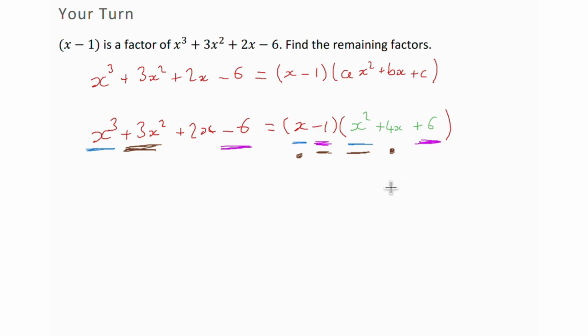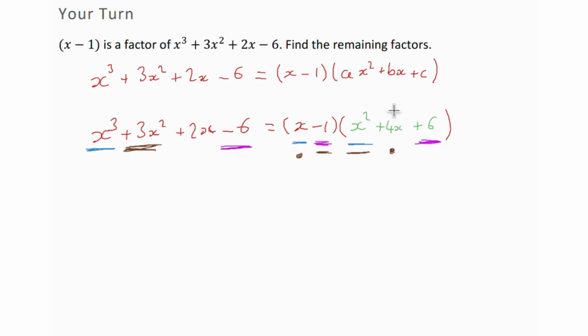Finally, in my head, I'm going to do a quick check. Does this work for the 2x? How could I get x's? I could either do x times 6, 6x, or minus 1 times 4x. So 6x minus 4x is indeed 2x. So it works. So that means that I'm very likely correct.